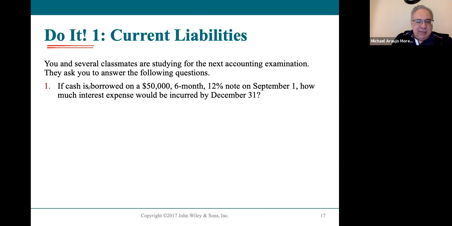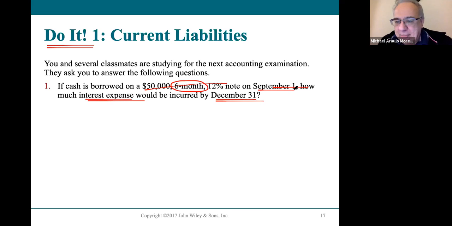So again, if you borrowed $50,000 on a 6-month note on September 1st, what would be your interest expense if you close the books on December 31st? Well, a 6-month note means you're not paying it back until, October, November, December, January, February, yeah, February 1st. Oh, sorry, March 1st. Can I count? I counted all 5 fingers and I said, I'm done, I don't have any more fingers on my hand. So it's going to be March 1st.